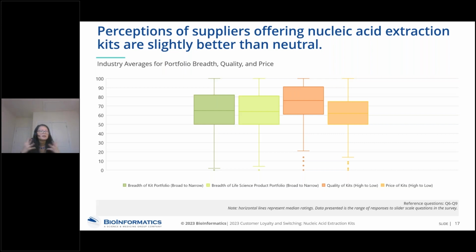So we looked at broad perceptions of individual suppliers across 4 key points. The breadth of their nucleic acid kit portfolio, the breadth of their overall life science product portfolio, quality of their kits, and the price of their kits. And what we found is that perceptions of suppliers offering nucleic acid extraction kits are slightly better than neutral. So they're overall a little bit positive. So 50 is that midpoint between broad to narrow or high to low. And in general, the majority of suppliers performed slightly above that center mark.